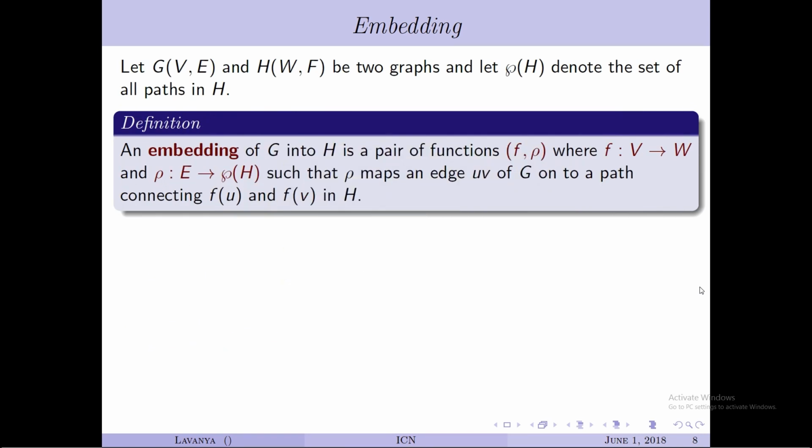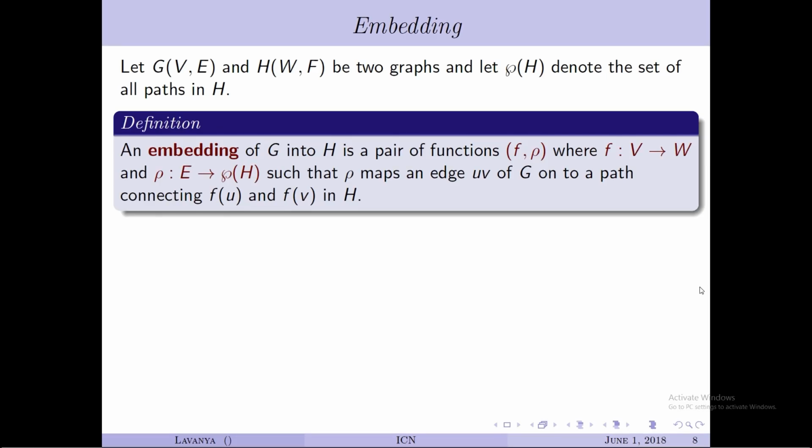So, about embedding, to formally define what I am talking about, the mapping that we are talking about is nothing but you have to find two functions f and rho, where f is a mapping from V to W and rho is a mapping from the edge set. The edge uv is getting mapped to a path connecting f of u and f of v. So, that is what your rho is going to say, because I might not be able to guarantee an edge to edge embedding.